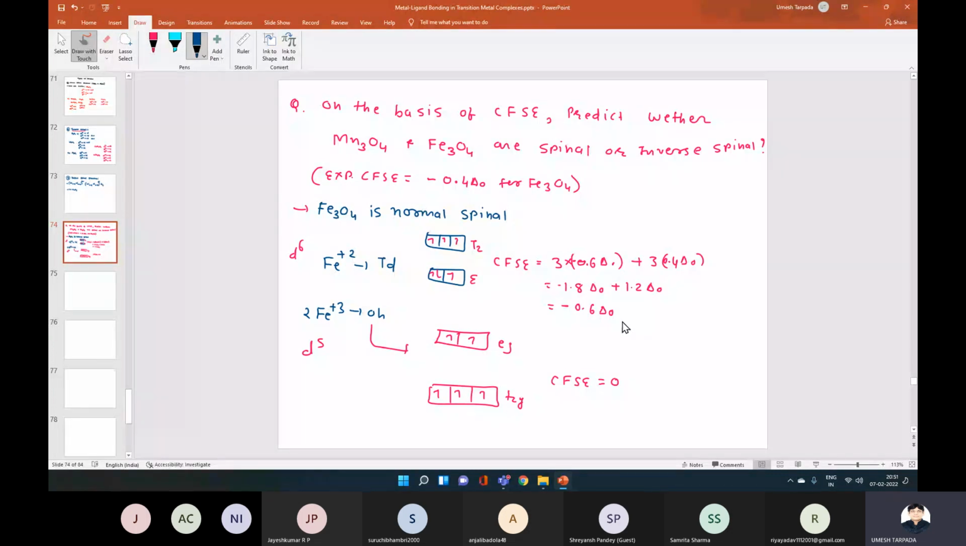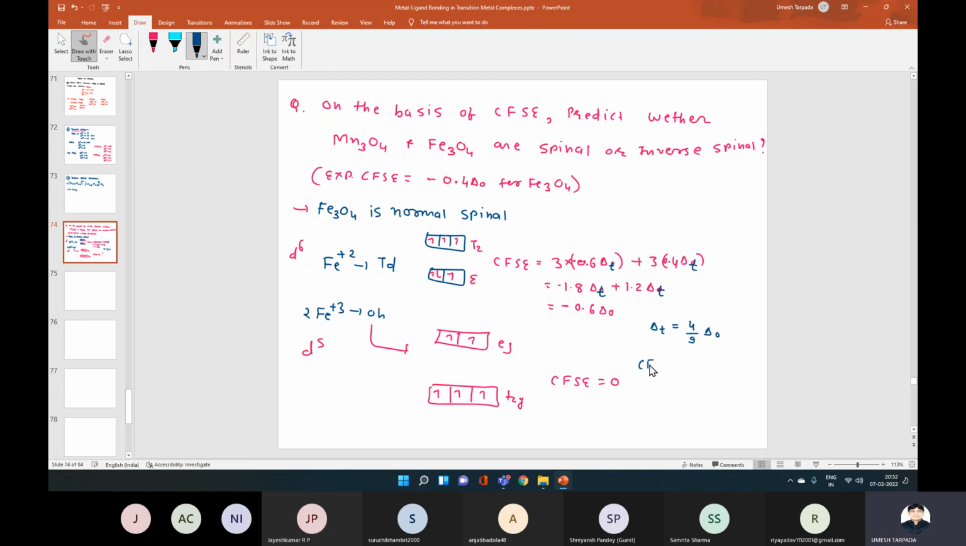So what is the relationship? This is your tetrahedral, okay? This is not the octahedral, sorry, this is tetrahedral. So what is the relationship between octahedral and tetrahedral? It is 4/9 octahedral. So one tetrahedral is equal to 4/9 octahedral. Good. So you can simply put the value instead of tetrahedral.